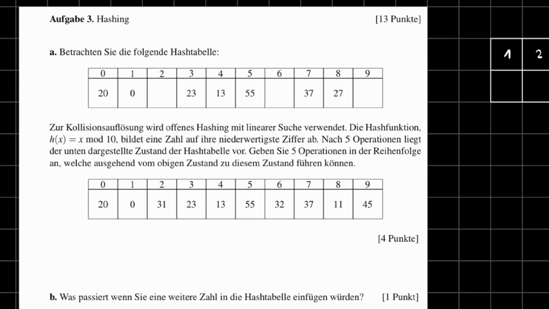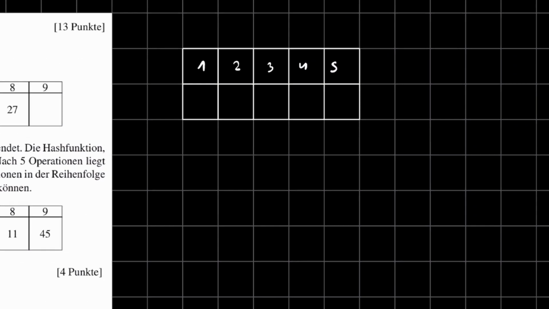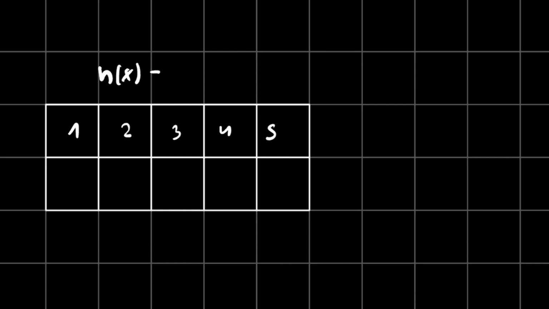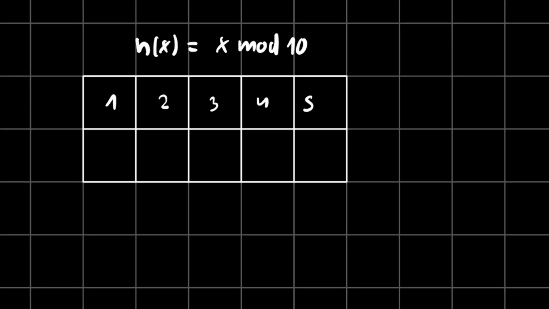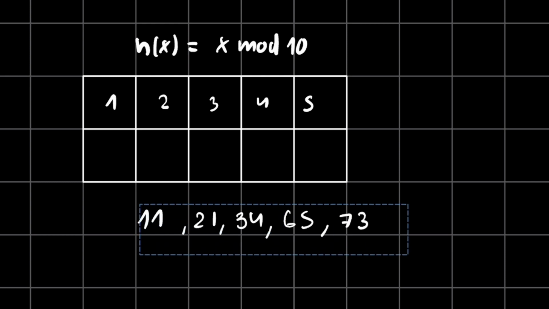Well, first of all, we're going to start off with a simple example. Let's say we have a hash table, and we also have the same hash function, x modulus 10. And we have the following array of numbers that we want to add into our hash table: 11, 21, 34, 65, and 73. What do we do here?